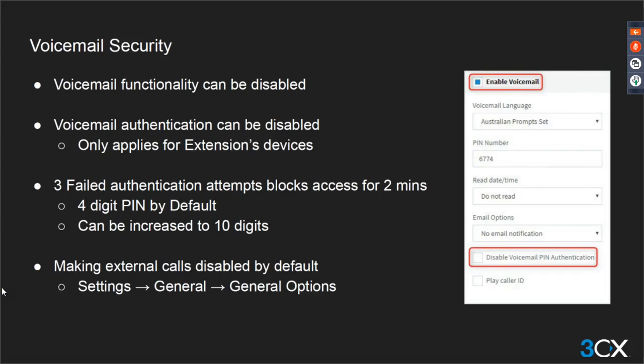So when PIN authentication is required, there is a hard limit on how many times a PIN number can be entered. This is by default set to 3 failed attempts, after which access to the voicemail system will be blocked for a period of 2 minutes. So it's not high, but it will stop access for 2 minutes. And the ability to make outgoing calls from the voicemail menu, which I was talking about earlier, is disabled by default and will need to be specifically enabled in the general settings of the PBX to allow this functionality to work.